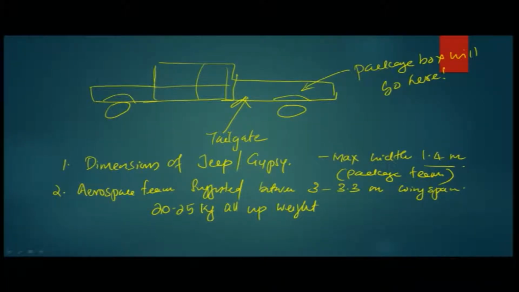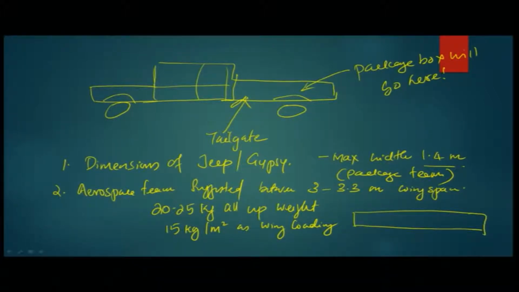and they calculated a wing area. They took an assumption of about 15 kilogram per meter square as wing loading. So, in that regard, per meter square it can take up to 15. So, they ended up creating a nice wing which would be able to take the all up weight of 22 kgs, and they said, okay, fine, this is the wingspan.